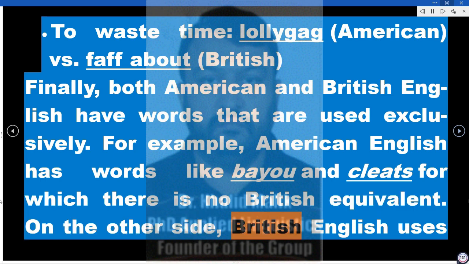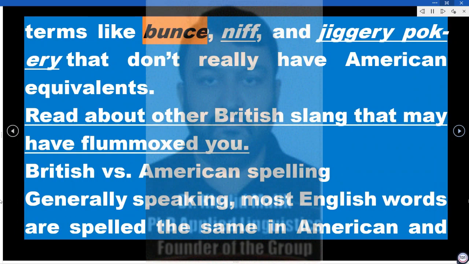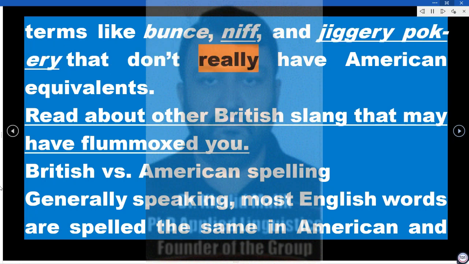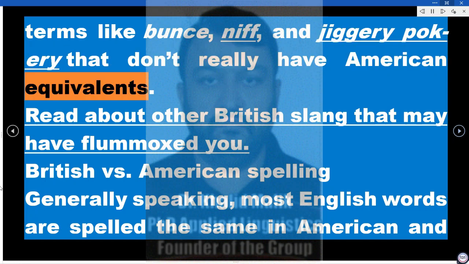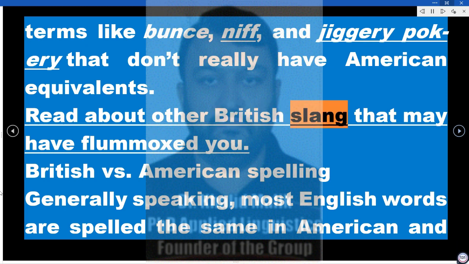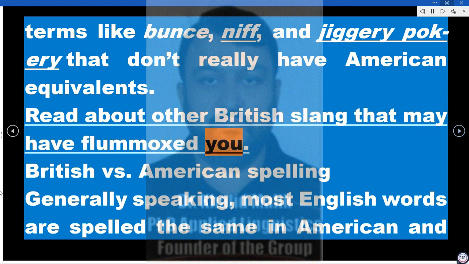On the other side, British English uses terms like bunts, niff, and jiggery-pokery that don't really have American equivalents. Read about other British slang that may have flummoxed you.